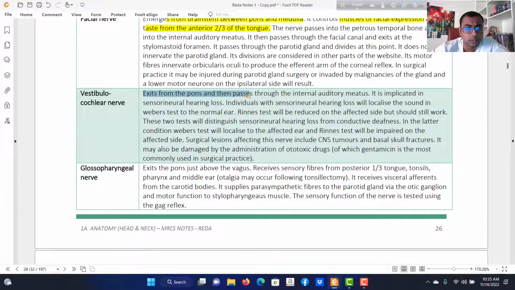The vestibulocochlear nerve exits the pons and passes through the internal acoustic meatus. It is a sensory nerve, implicated in sensorineural hearing loss, for example from meningitis, otosclerosis, or some ototoxic drugs like gentamicin. So the caloric test will be reduced at the affected site, and the other side should still work.